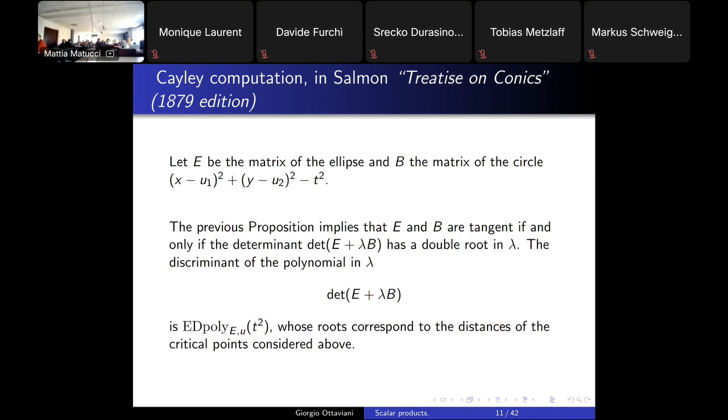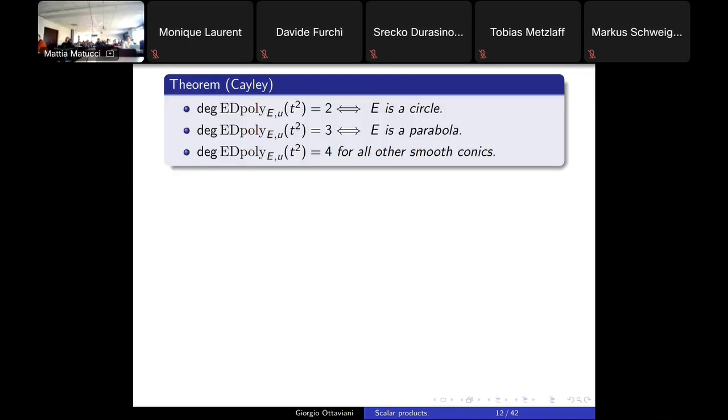So you pick E, your favorite conic. You take the pencil, you compute the determinant, and then by the previous proposition, you get the condition of tangency. So the center, which is U1 or 2, gives exactly the offset. It's a smart idea, which works perfectly, and gives the following interesting result: for the circle, the degree is 2, so you have just 2 normals.